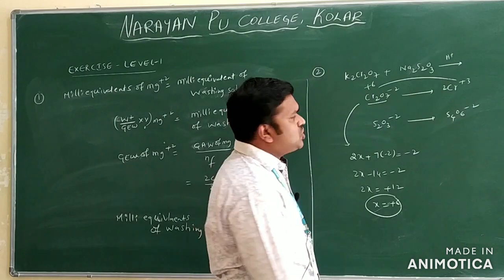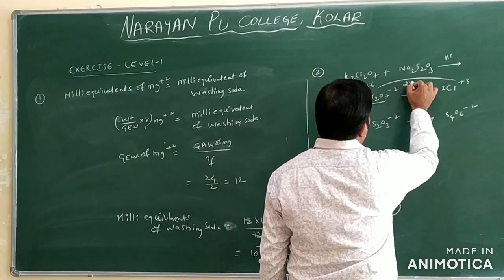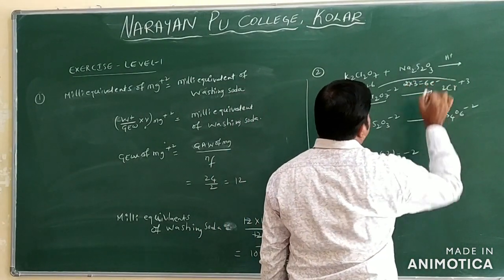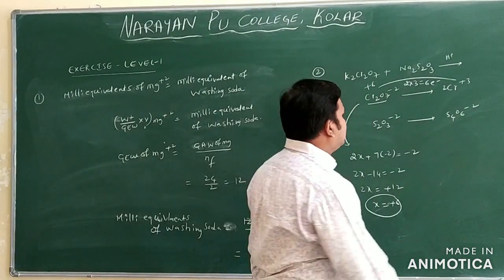If we take the 2 chromium, how much will you get? You will get 2 into 3, that is equal to 6 electrons only. So this is for the chromium.